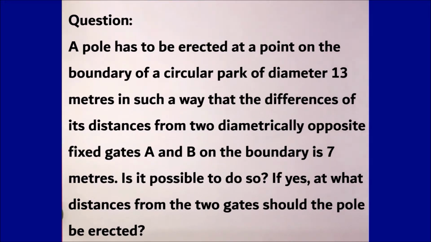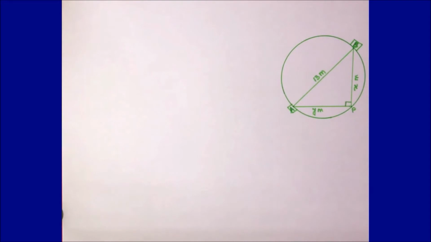Now guys, let us see. I have drawn a circle here. Let us imagine this circle to be the circular path, and as per the question, in the circular park there are two opposite gates. Opposite gates means A and B is the diameter of this circle. If A and B is the diameter and this diameter is 13 meters, the distance between A and B is 13 meters. This is what is being given in the question.